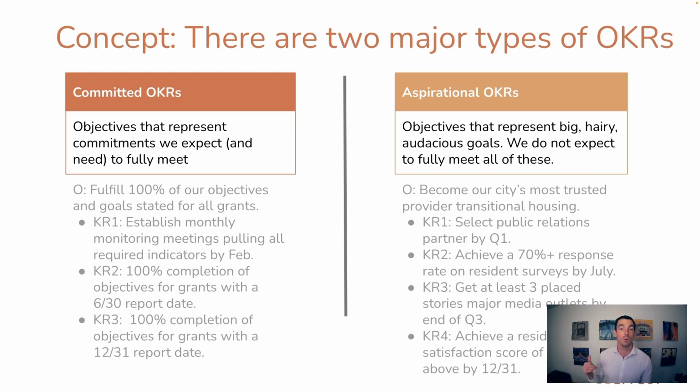Well, maybe, one, we need to select a public relations partner. 2, we need to get good data from our residents to understand how well they trust us. 3, we need to make sure that we are doing our job in terms of public relations so that the community trusts us and get stories placed in outlets. And 4th, maybe we need to achieve a very high resident satisfaction score. So not only does the community know about us, our residents also trust us.